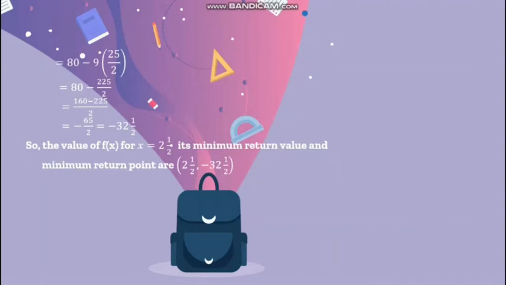So the value of f(x) for x equal to 2 and a half is a minimum return value, and the minimum return point is 2.5, minus 32 and a half.